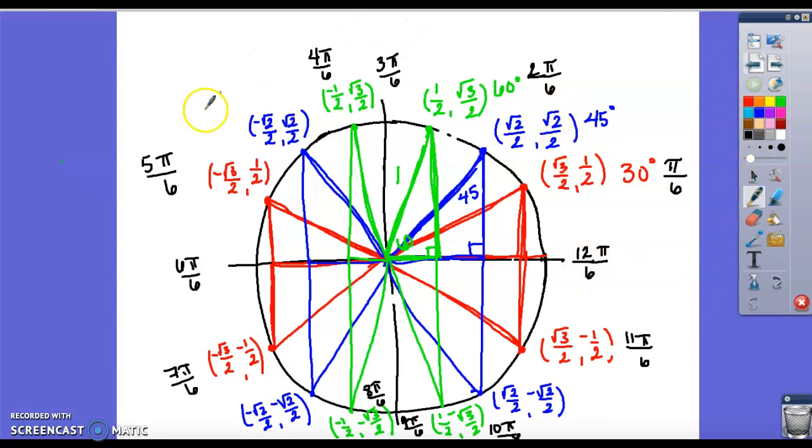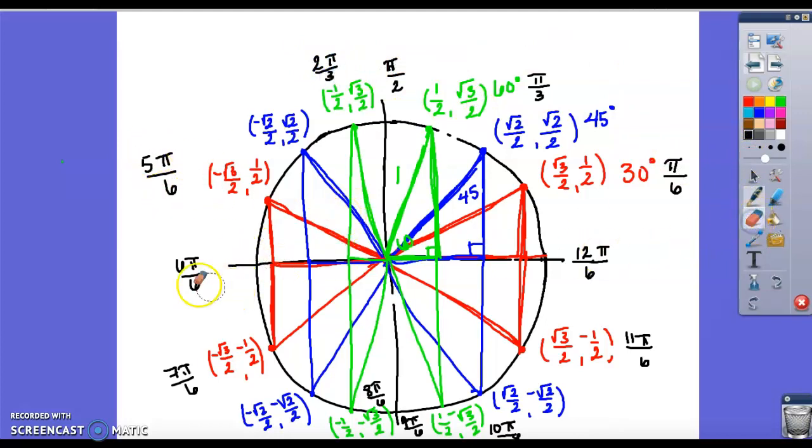So I wanted you to see these. I do need to reduce them, so now I'm going to do that. 2 pi over 6 reduces to pi over 3. 3 pi over 6 reduces to pi over 2. 4 pi over 6 reduces to 2 pi over 3. 5 pi over 6 doesn't reduce.